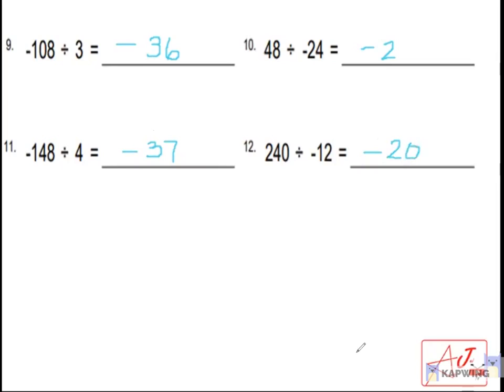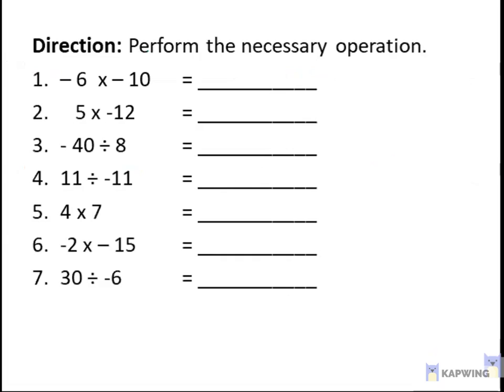Alright. So, that's it po para sa division and multiplication of integers. Okay, let us try to answer this. Kindly pause the video para may longer time po tayo para mag-answer.